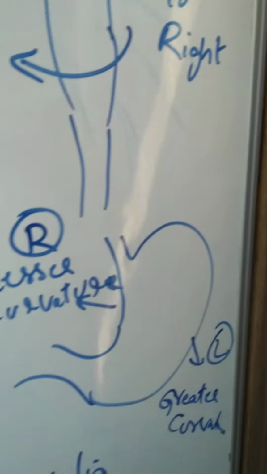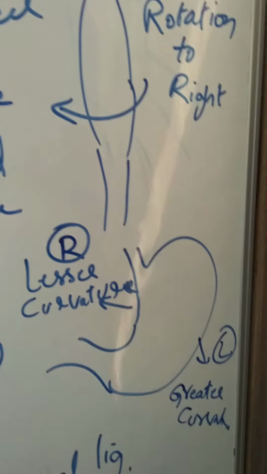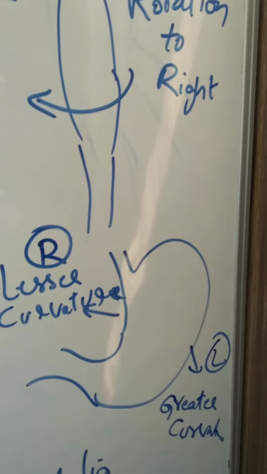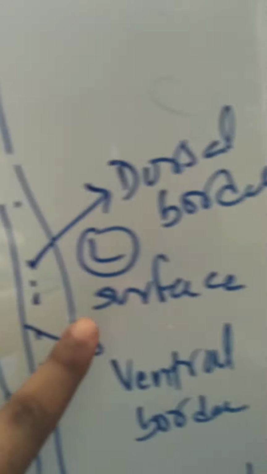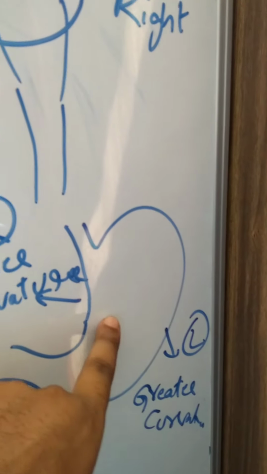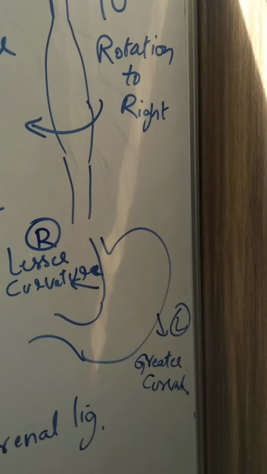It's called greater curvature. So the initial ventral border becomes the right curvature, or the lesser curvature. The dorsal border becomes the greater curvature, or the left curvature. Because of this, what happens? The left surface that was there will now become the anterior surface. So what happens? The one vagus that was on the left side now becomes the anterior vagal trunk.